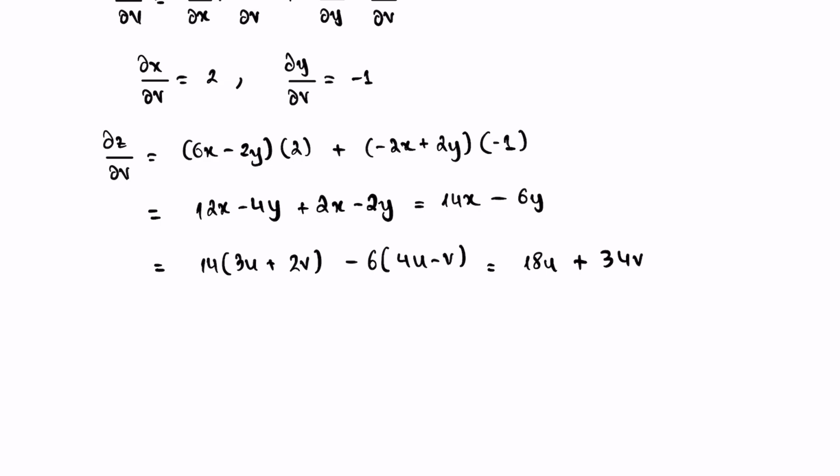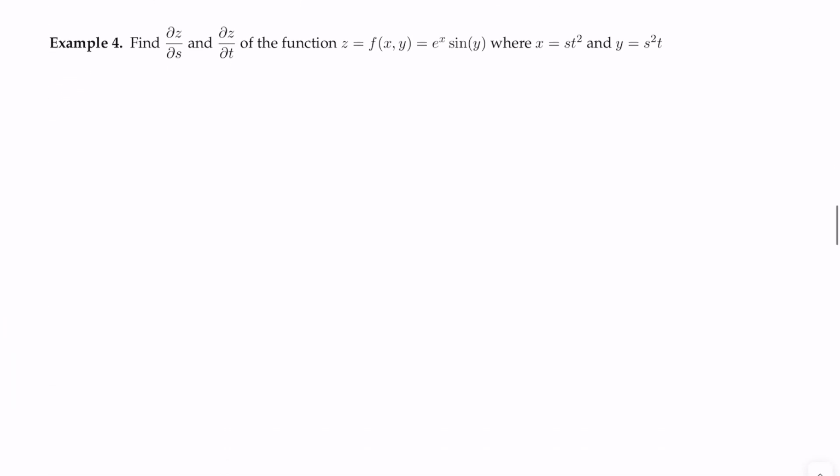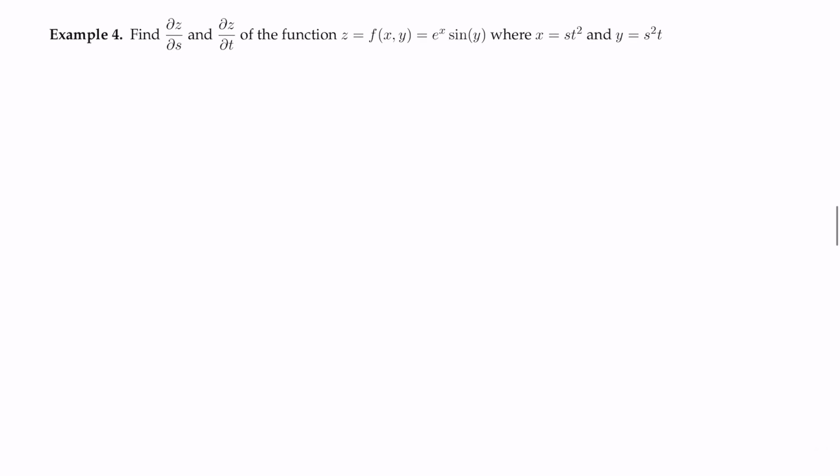Now I'm going to perform the same calculations for the next example. In this example, you want to find partial z, partial s, and partial z, partial t of the function f of x, y equal to e to the x times psi of y, for x a function of s times t squared, and y a function of s squared times t.